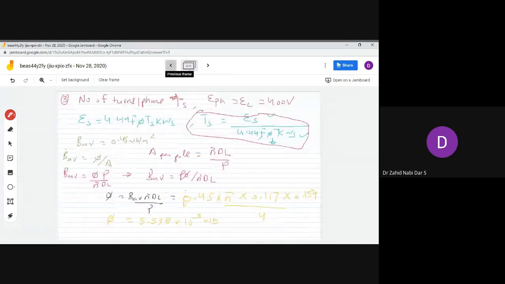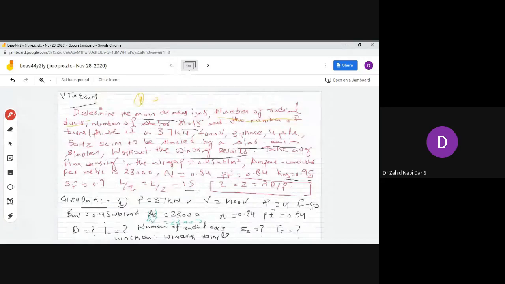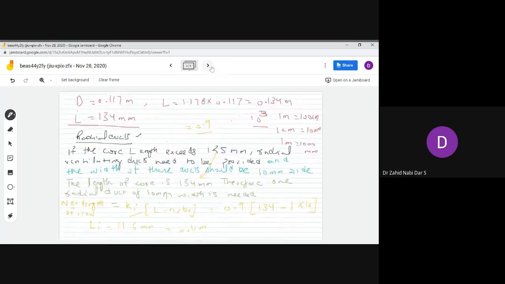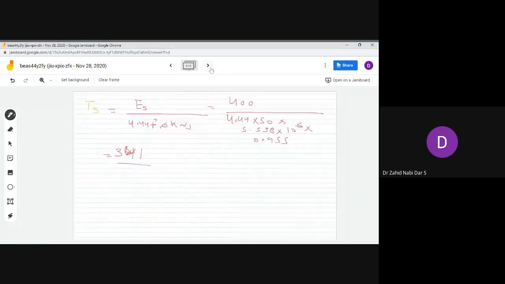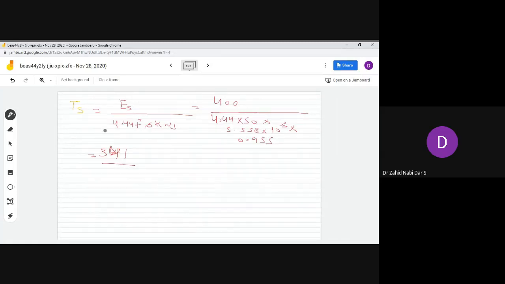Now if you look at the problem, let's go back to the problem. Determine the main dimensions, that is your D and L. We have answered this. Number of radial ducts, we have answered. Number of stator slots and the number of turns per phase, we have answered, but now we have to calculate the number of stator slots. From TS also we can do it. ZS would be 6 times TS. The number of phases and number of poles remain same as in yesterday's problem, 3 into 4, that is 12.